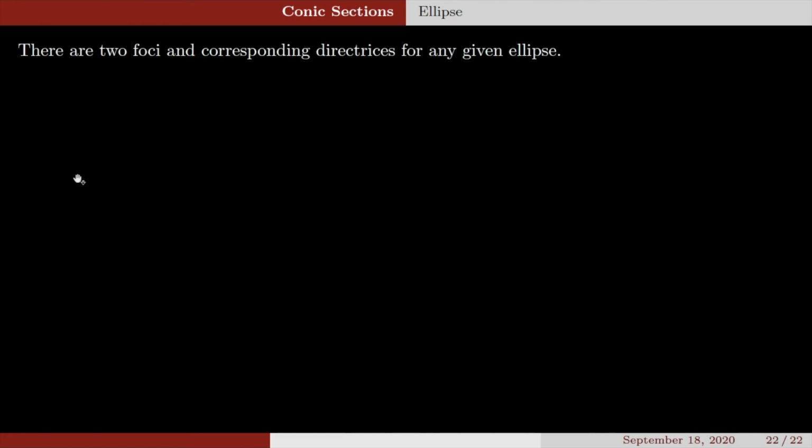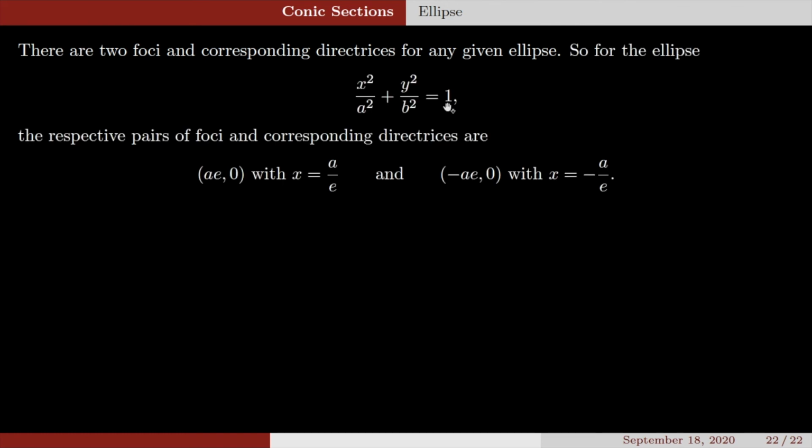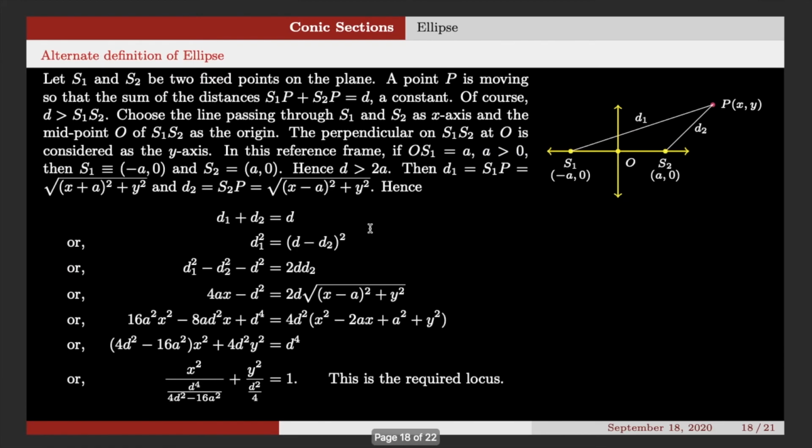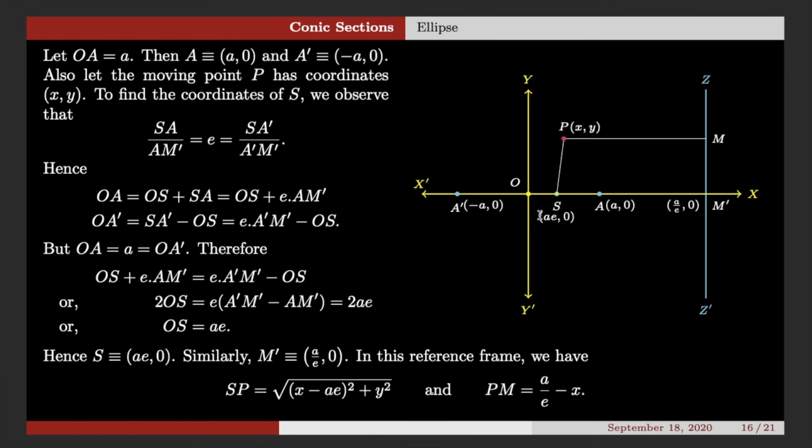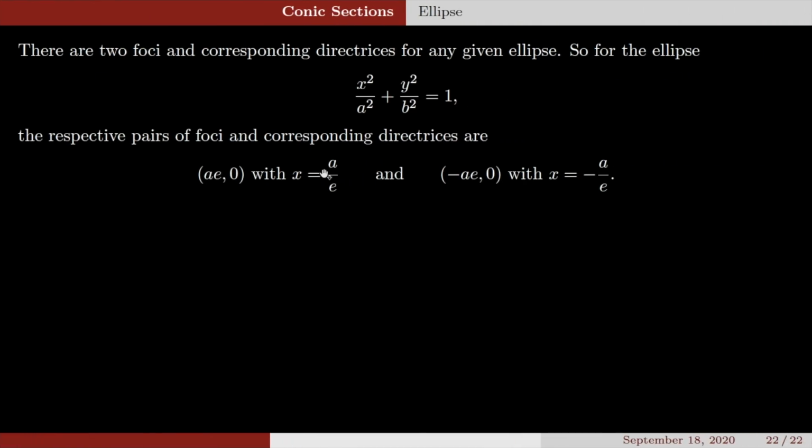Last thing today is there are actually two foci and corresponding directrices for any given ellipse. So for the ellipse x square by a square plus y square by b square equal to 1, the respective pairs of foci and corresponding directrices are (ae, 0) with x equal to a by e. Here, while we found the equation of the ellipse, we had started with this one. This was our focus (ae, 0), and the directrix was x equal to a by e. So this directrix corresponds to this focus.